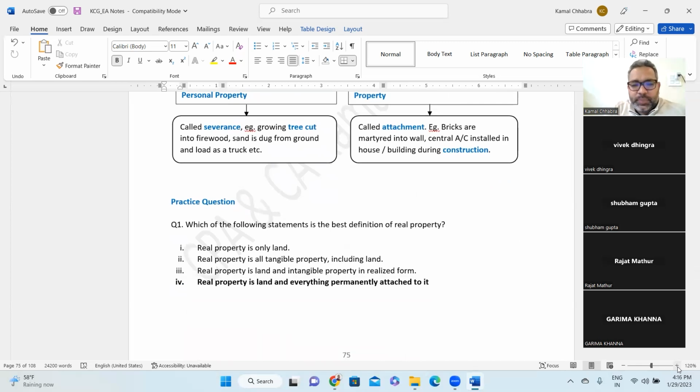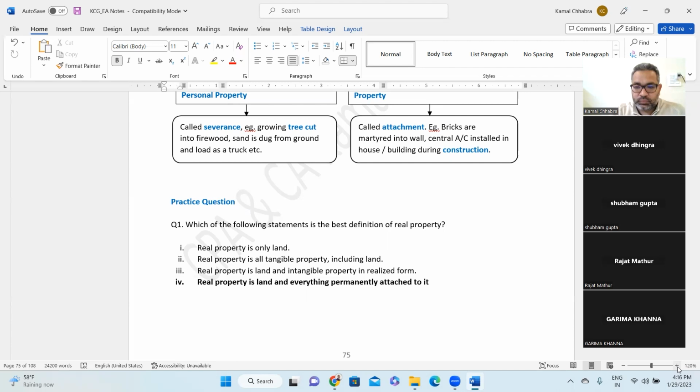Okay, let's do a quick question. Which of the following statements is the best definition of real property? Real property is only land. Real property is all tangible property, including land. Real property is land and intangible property in realized form. Real property is land and everything permanently attached to it. Which one is the best definition for real property?